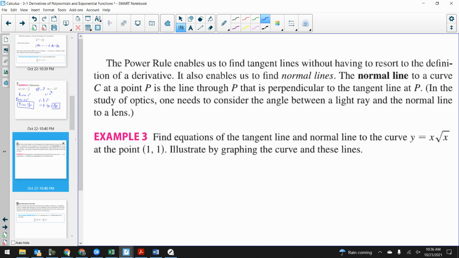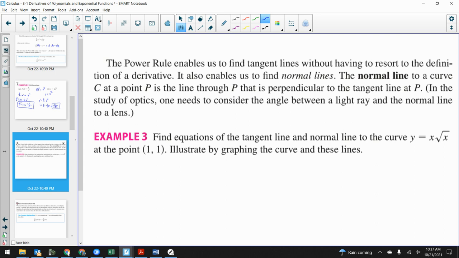The power rule enables us to find tangent lines without having to resort to the definition of a derivative, this junky thing. It also enables us to find what's called normal lines a lot easier. Now, you had to find the equation of tangent lines all the time, right? You had to find it a lot on your test. What we're also going to be able to find are called normal lines.